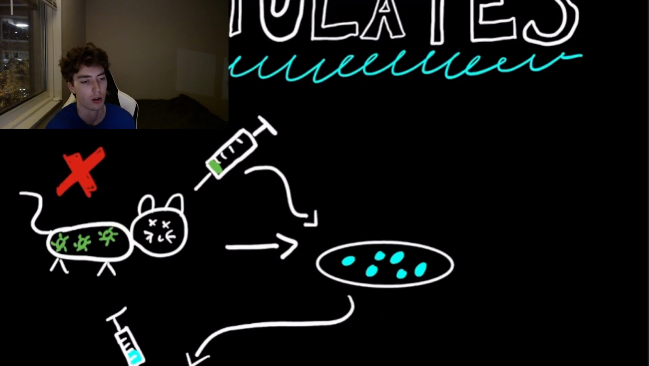So the four principles are: the microorganism must be found in abundance in all the organisms suffering from this disease, but it should not be found in healthy organisms. The second postulate is that the microorganism must be isolated from a diseased organism and then be able to be grown in a pure culture.